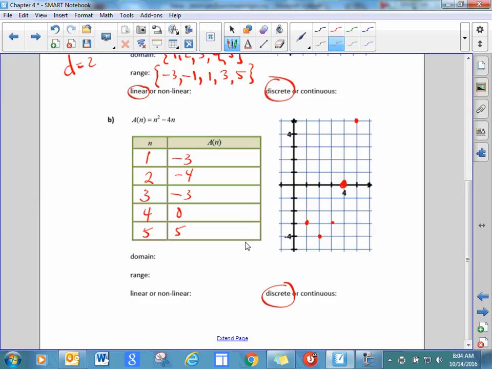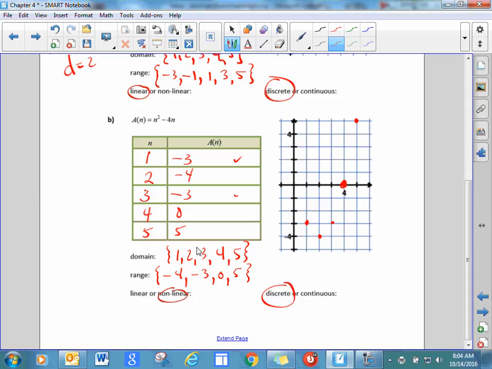and nothing in between. The domain, simply the x's, and the range, the outputs, the y's. I'll list them from least to greatest: minus 4, minus 3, and this occurs twice, but we only list it once. So minus 4, minus 3, 0, and 5. It is not linear, and it is discrete.